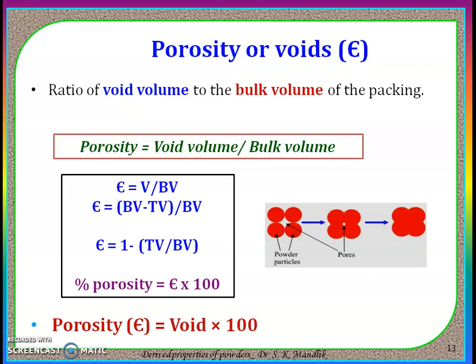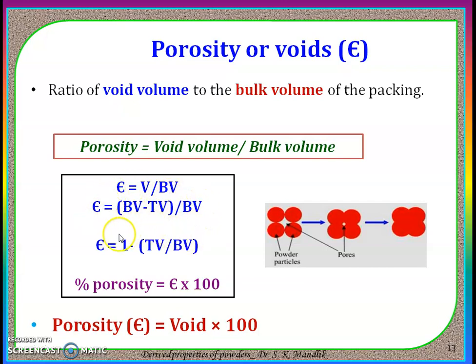So porosity is also known as void, which is represented by epsilon. It is a ratio of void volume to the bulk volume of packing. With the definition, we can formalize the porosity as the void volume divided by bulk volume. As we just got to know, the void volume is bulk volume minus tapped volume, divided by bulk volume. So this we can say is the porosity.